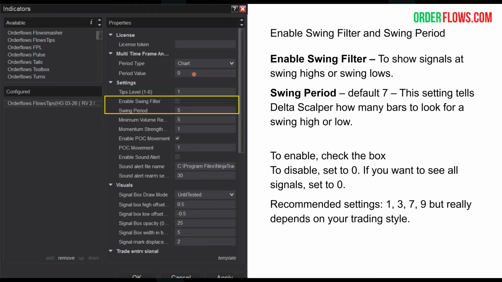level. Okay, now swing filter, swing period. Obviously, if you want to be filtering out tipping points at swing highs or swing lows, this is where you would do it. Okay. So, 5 is a good setting. You could use 1, 3, 7, 9. It really depends on your trading style.